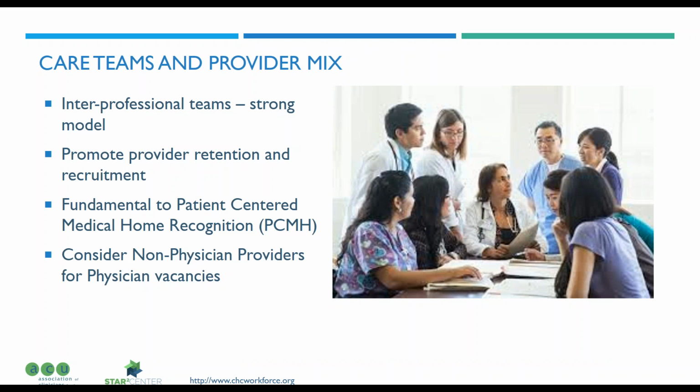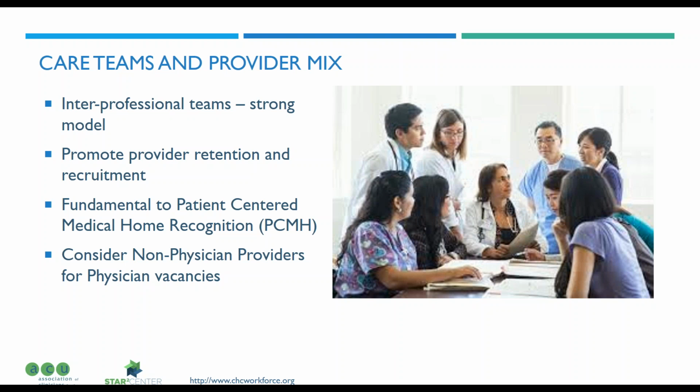So now the next part of the retention recruitment plan is taking a look at care teams and provider access. Interprofessional teams have been shown in the literature to be a really strong health center model. They help promote provider retention and recruitment, and they're fundamental to a patient-centered medical home. A review of the provider mix, which is the ratio of physicians to non-physician providers, can provide insight into potential problems and solutions relative to recruitment and retention.